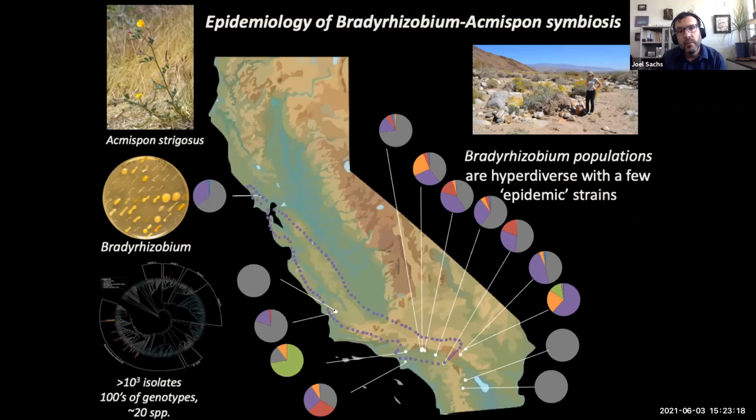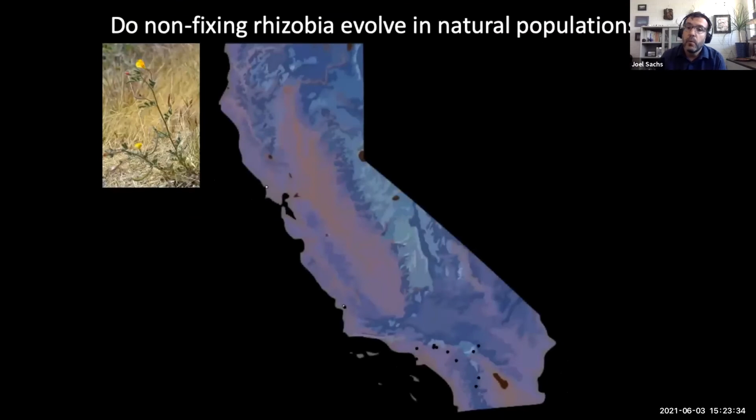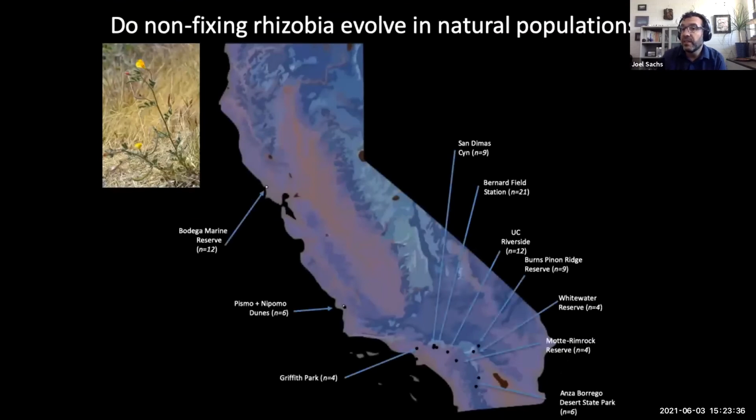All right, but what we are now focusing on are the phenotypes. What we want to understand is how often do we find exploitative strains that fit the description that I described before, ones that form nodules but fail to fix any nitrogen. We decided to survey isolates from 10 different populations across the range, covering about a 750-kilometer transect.